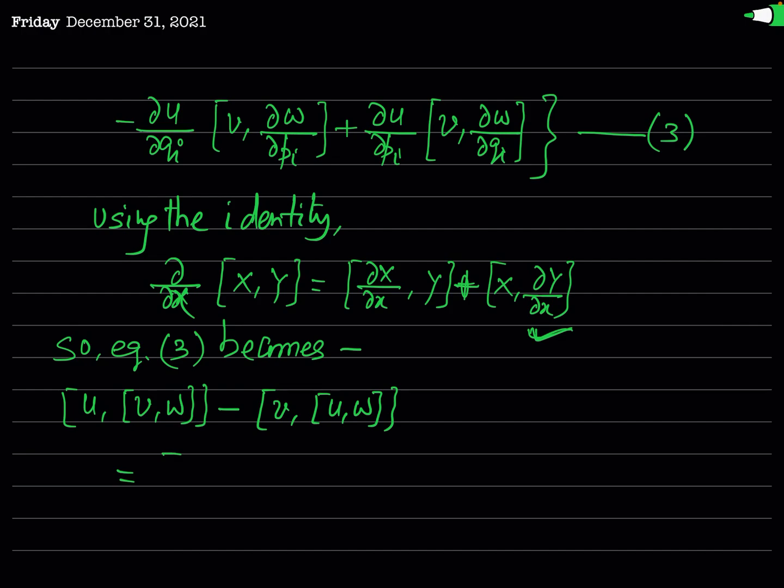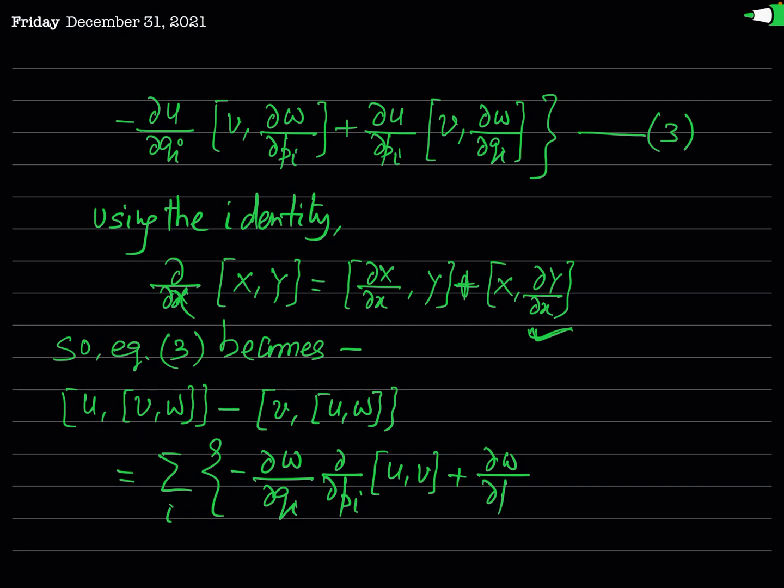What will be this? You can see this will be summation over i, minus del W by del Qi times del Pi operated on Poisson bracket of U and V, and plus del W by del Pi times del Qi operated on Poisson bracket of U and V, and plus.